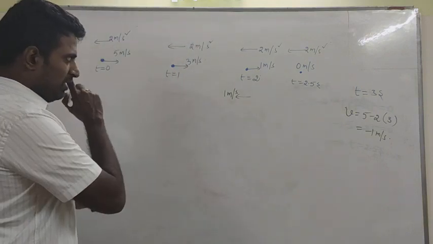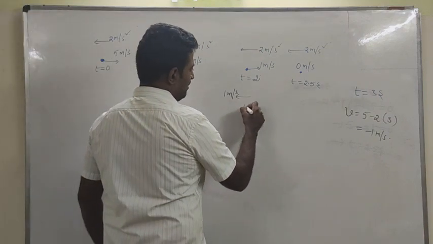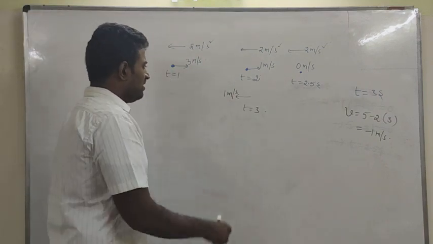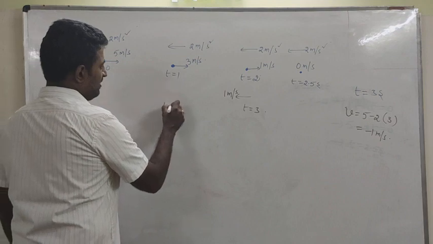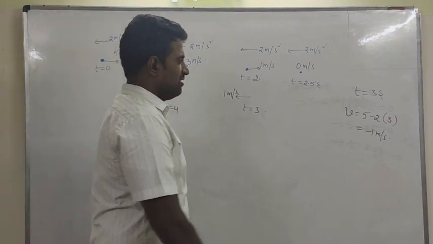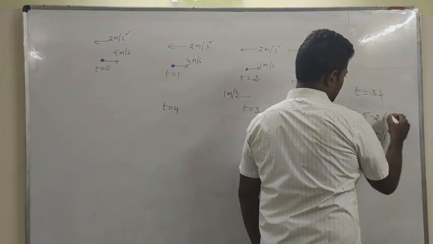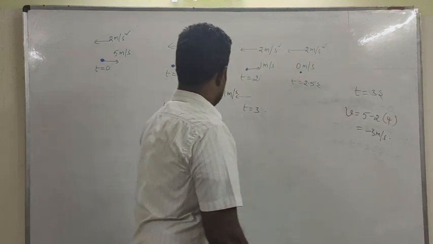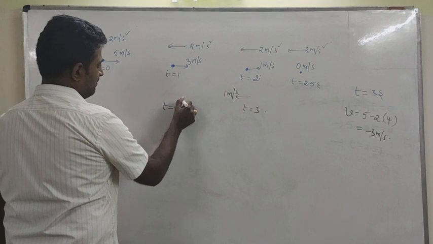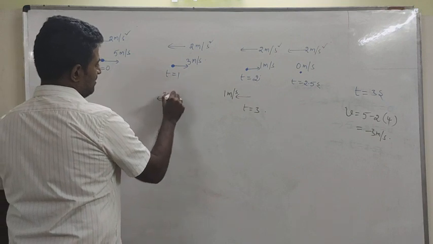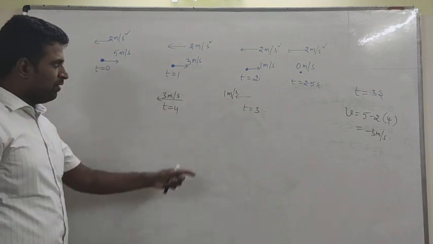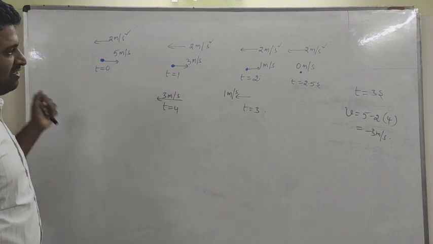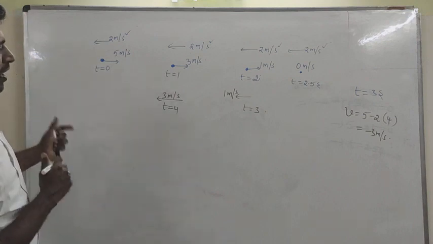What about the velocity? This is the time at t equal to 3, of course. At t equal to 4, if I want to find the velocity, how much will be the velocity at t equal to 4? 5 minus 8, which will be minus 3 meter per second. Means 3 meter per second backward. It continuously increases its speed and it will go on.